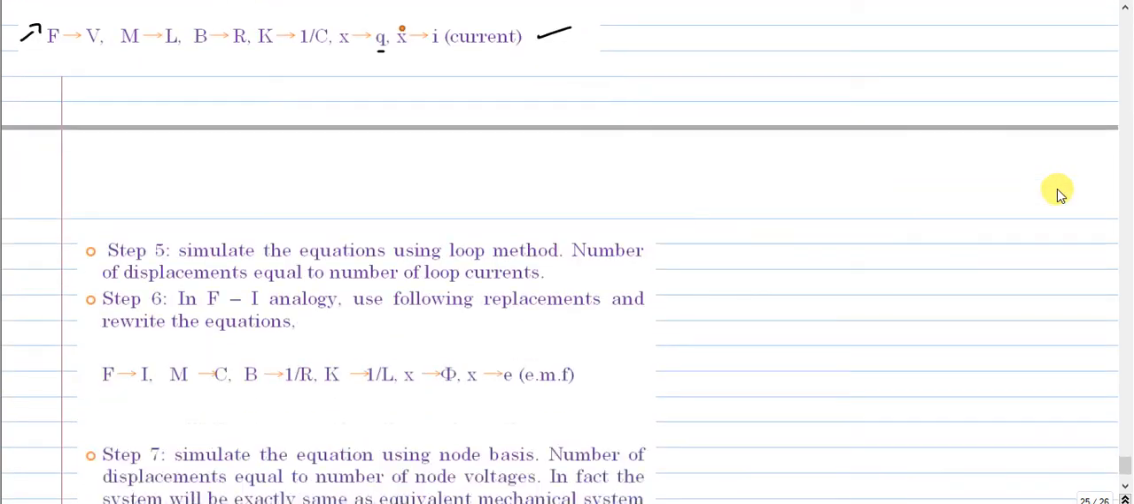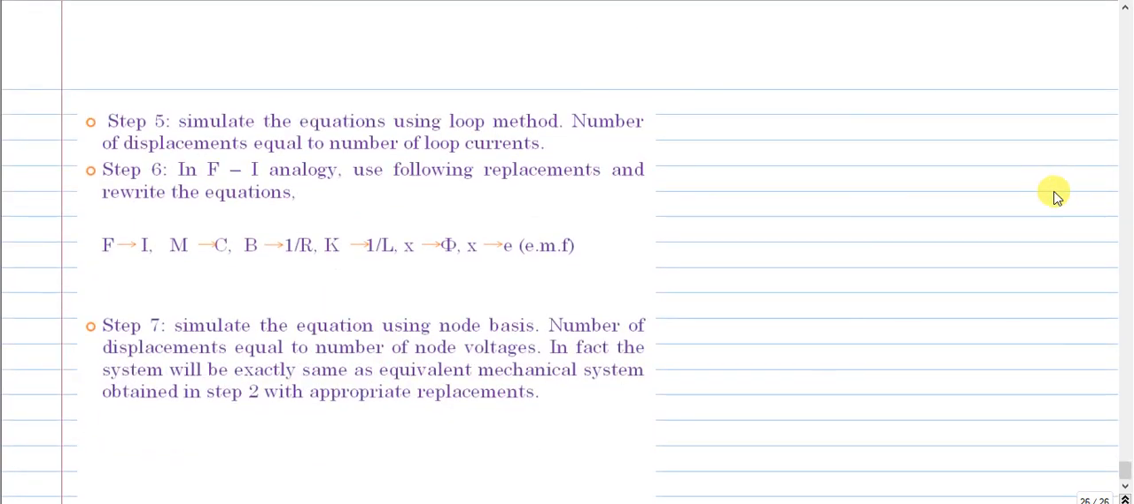Followed by step 5: the same you can represent as an electrical network. Simulate the equation using the loop method, where the number of displacements equals the number of loop currents. Using the same method you can rewrite the mechanical system in terms of an electrical network. So that is all about force voltage.